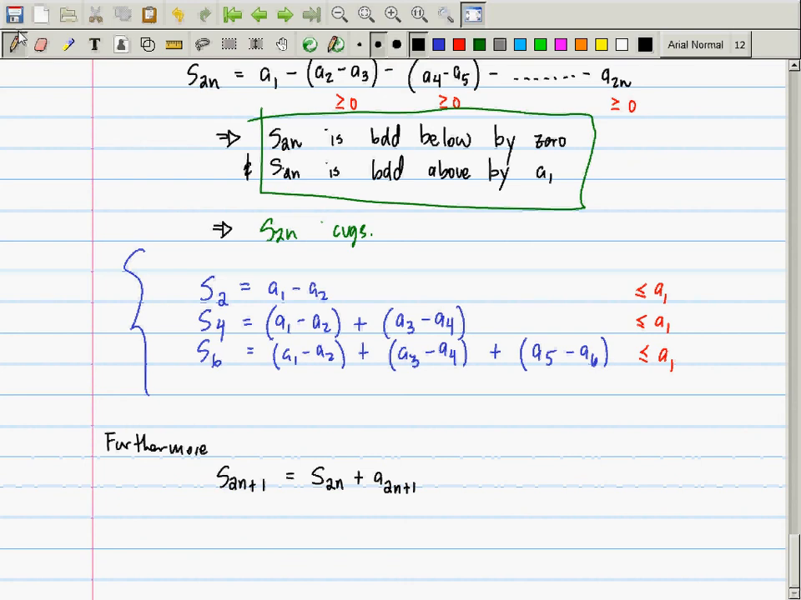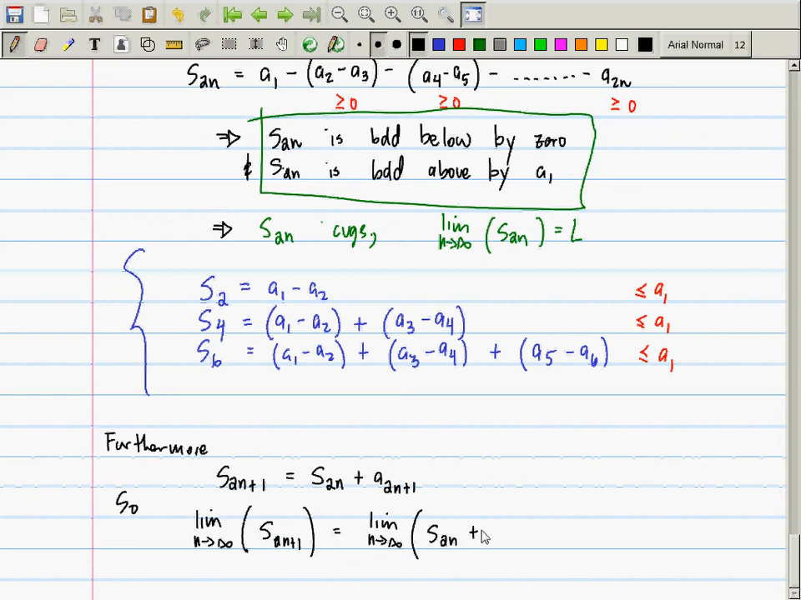Now we've made this strong statement about the even terms, and we know how the odd terms are related to the even terms, so we can compute a limit. I need to come up here and say that S2N converges, and let's say the limit as n goes to infinity of S2N is equal to L, just so that it converges and we gave it a name. The limit as n goes to infinity of the odd part, S2N plus 1, should be the limit as n goes to infinity of the even part plus this odd term.